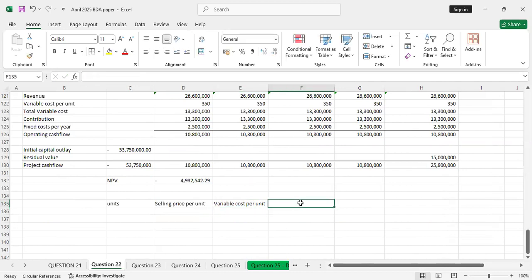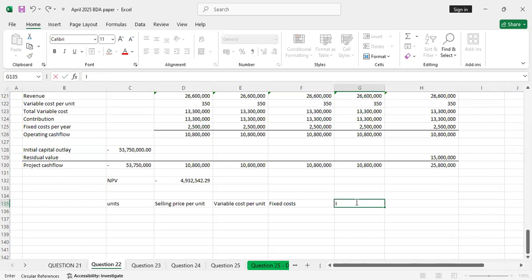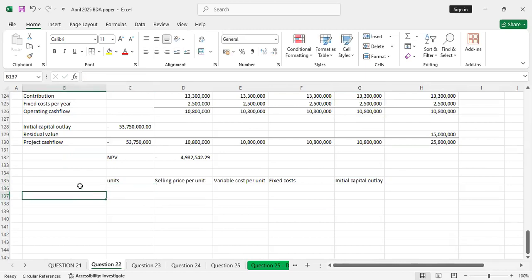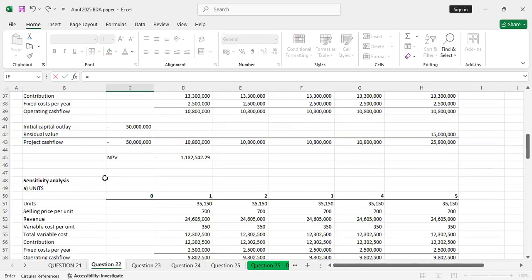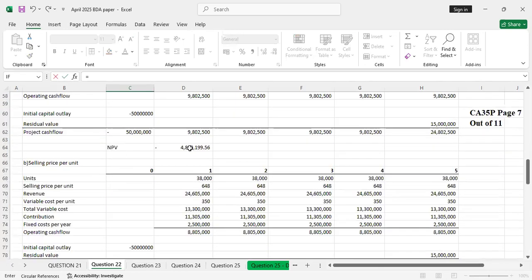Then we have fixed costs. Then we have the initial capital outlay. So we have what we call the NPV. In fact, this is the sensitivity, but let me just say NPV. So for units, it was the units NPV. For the units, what values do you pick? The sensitivity. That was that.